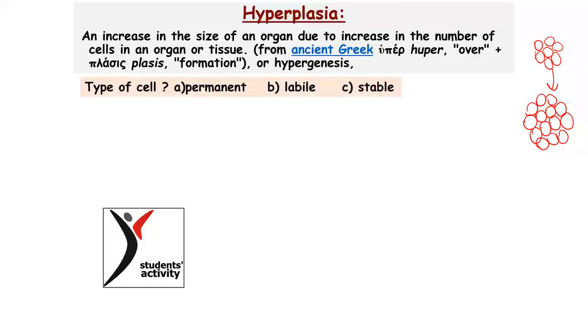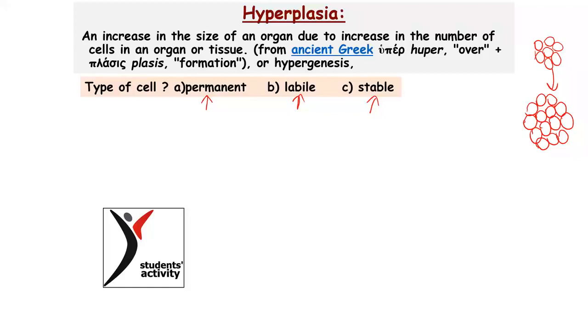What's the type of cells that can undergo hyperplasia? We have three types of cells regarding their ability to proliferate. We have the labile cells that can proliferate all the time, as in epithelium and bone marrow cells, and so on. We have the stable cells, such as liver and endocrine cells, smooth muscles, fibroblasts. They are not proliferating all the time, they just proliferate on demand. And you have permanent cells that cannot proliferate, such as cardiac muscle cells, brain cells, skeletal muscle cells, with very limited proliferative capacity. So we have these kinds of cells: permanent, labile, stable.